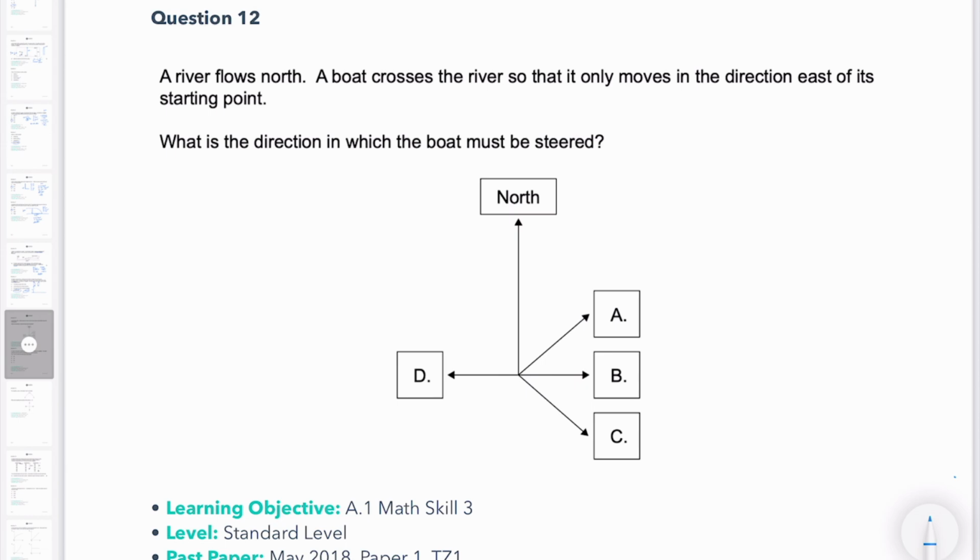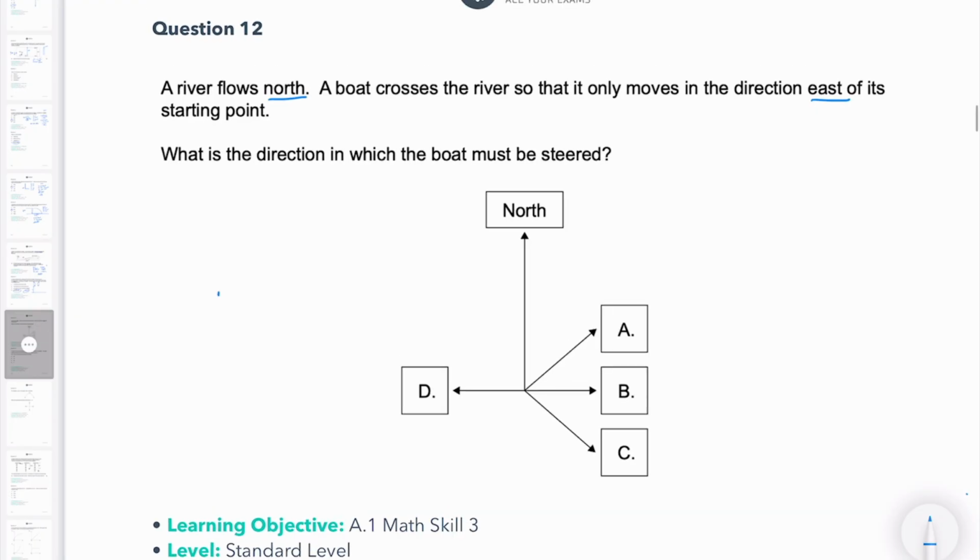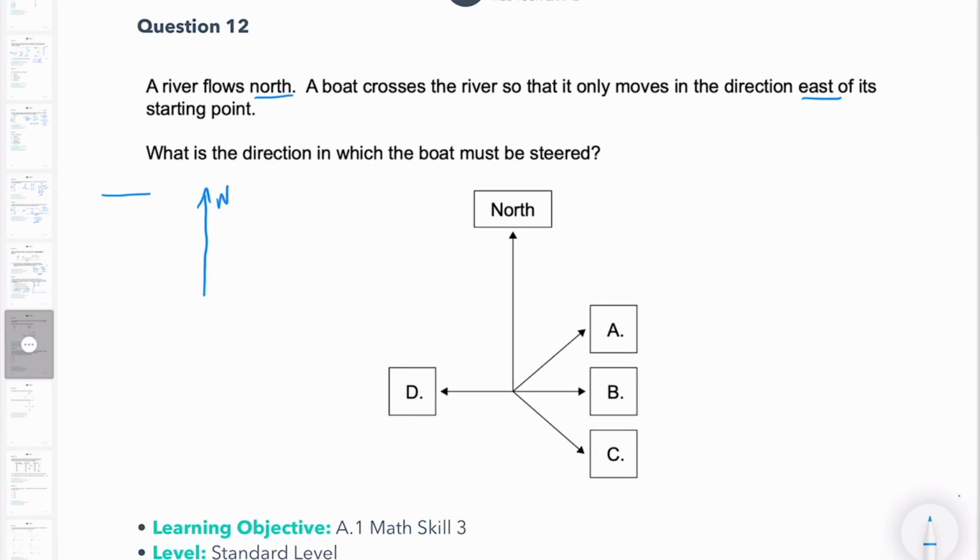Question 12. A river flows north. A boat crosses the river so that it only moves in the direction east of its starting point. What is the direction in which the boat must be steered? Okay, so the river's flowing north and the boat only moves in the direction east, so its resultant velocity is going that way. So what way must it be steered so that the resultant velocity is east?